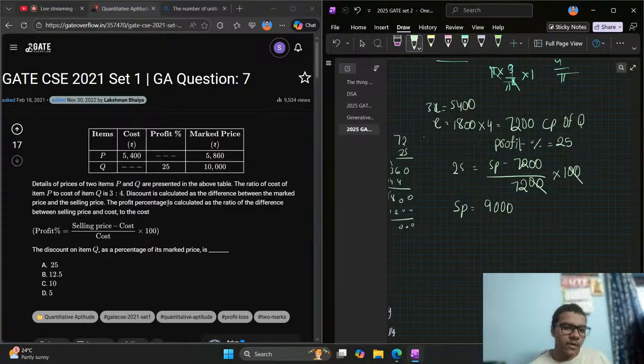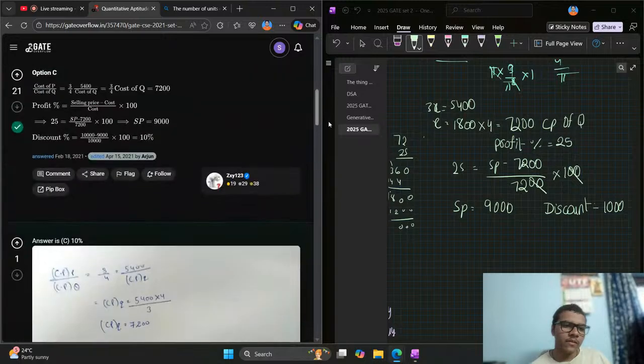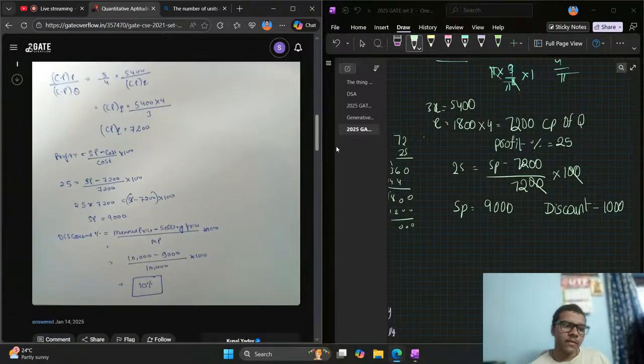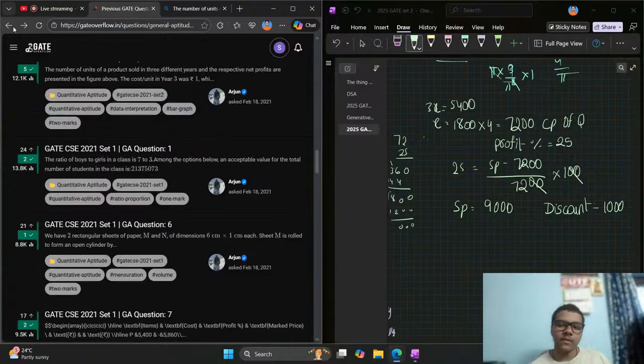The discount is the difference between market price and selling price. Okay. As a percentage of market price, that is 10% discount. C should be your answer. Yeah, C should be your answer.